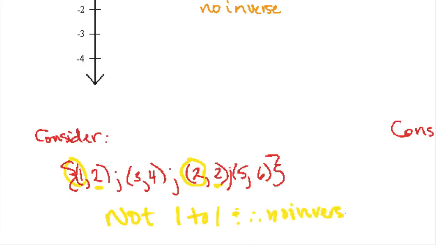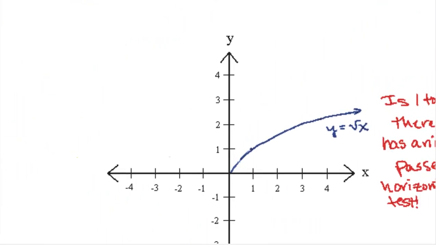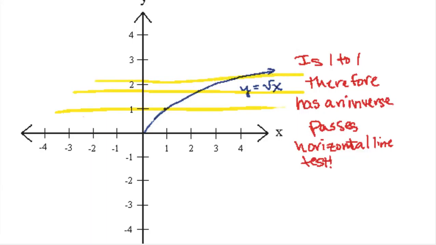Okay, so whether you're looking at a set or a graph, you should be able to determine whether it passes the horizontal line test, like this function does. No matter where I draw this horizontal line, I end up with only one x value that corresponds to the intersection point of the horizontal line and your function. So that passes the horizontal line test. Therefore, because we pass the horizontal line test, we know that it has an inverse because it's one-to-one.